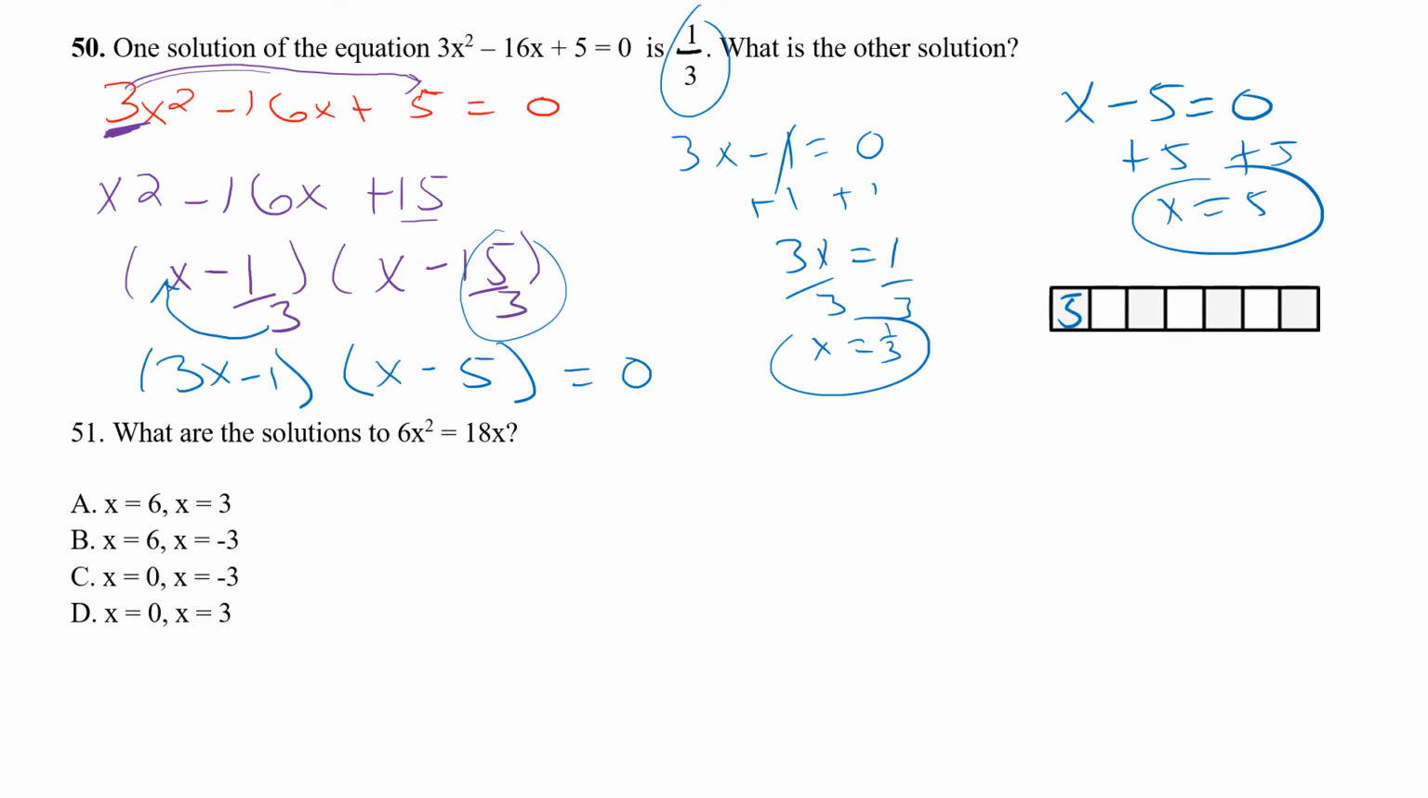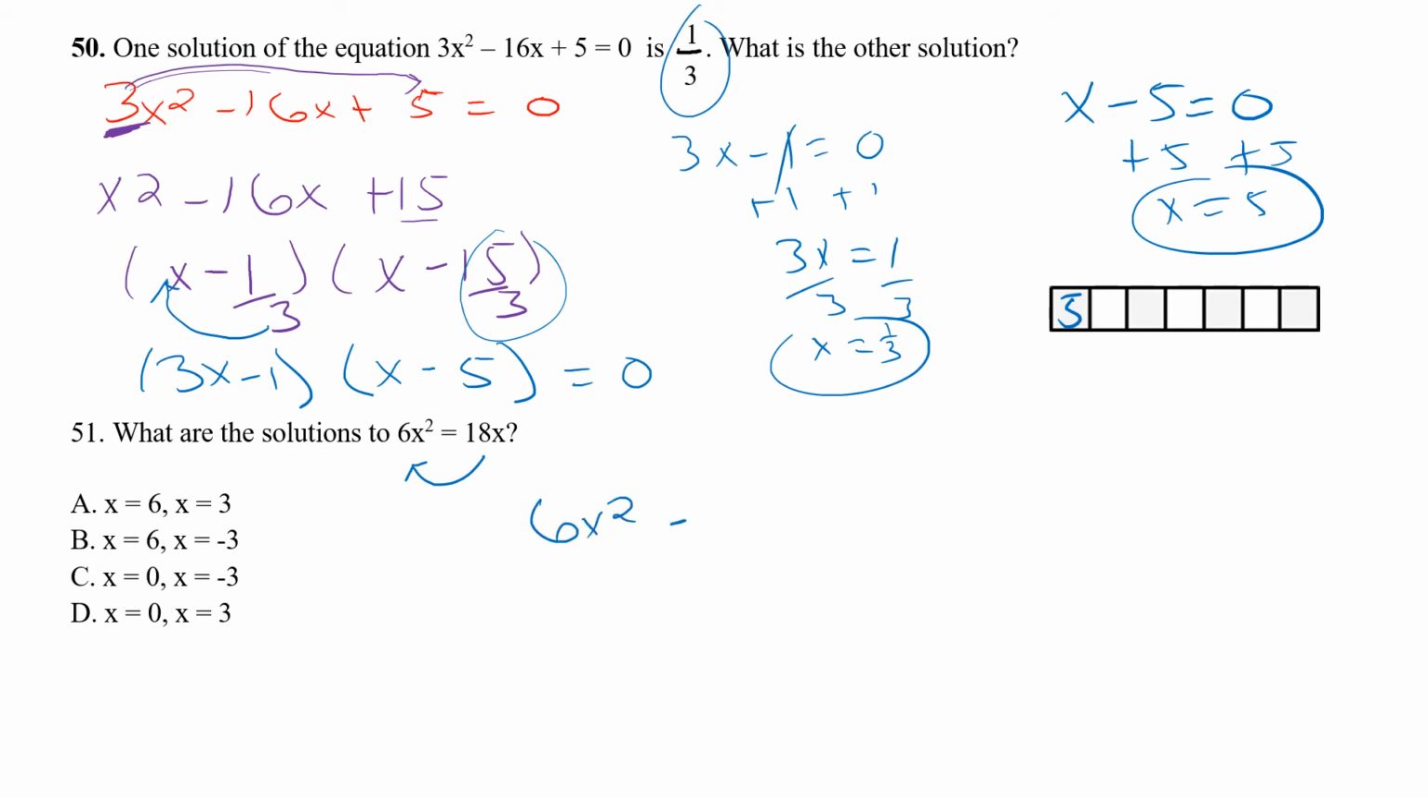We don't have a difference of squares or anything so that we can factor. But I could solve this two ways. I could divide by 6 and then use exponent rules, or divide by 18 and then use exponent rules. I'm not going to do that. I could move this 18 over.